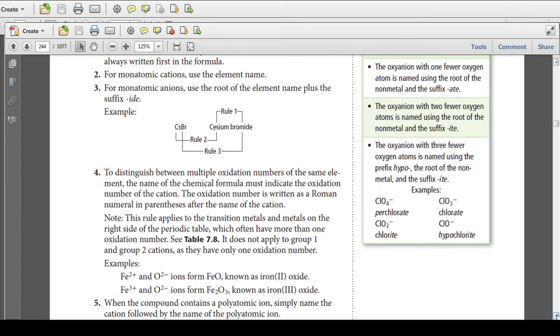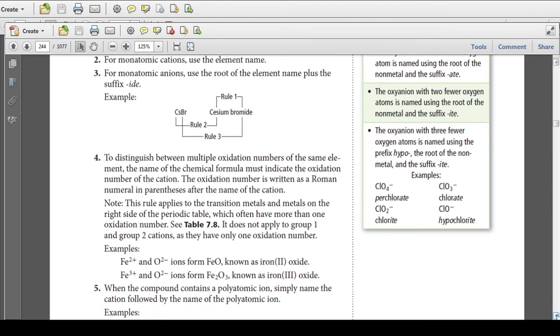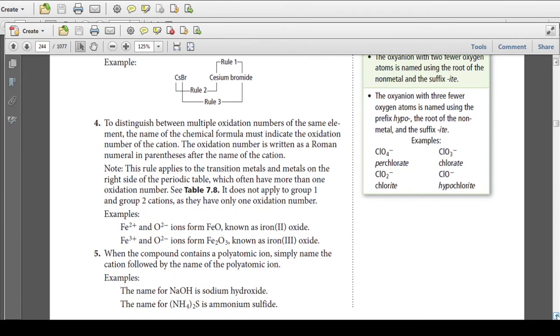And just note, this rule applies to the transition metals and the metals on the right side of the periodic table, your transition and post-transition metals, which often have more than one oxidation state. It doesn't apply to group 1 and group 2 elements, as they only have one oxidation number. Such is the case of iron. Iron can exist as a +2 or a +3.